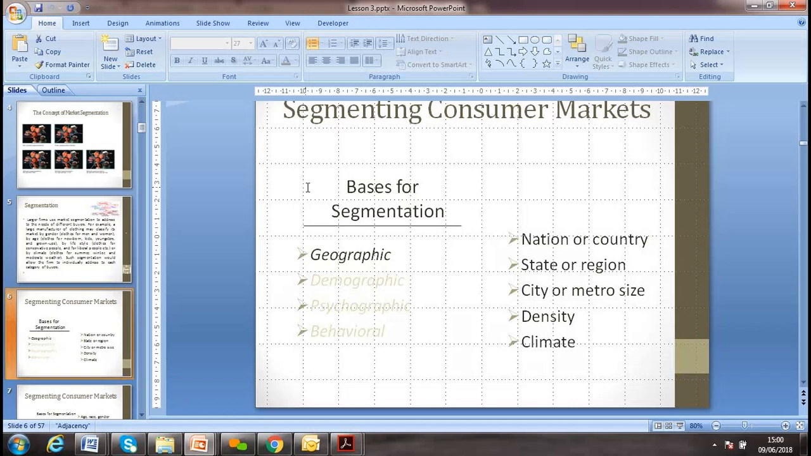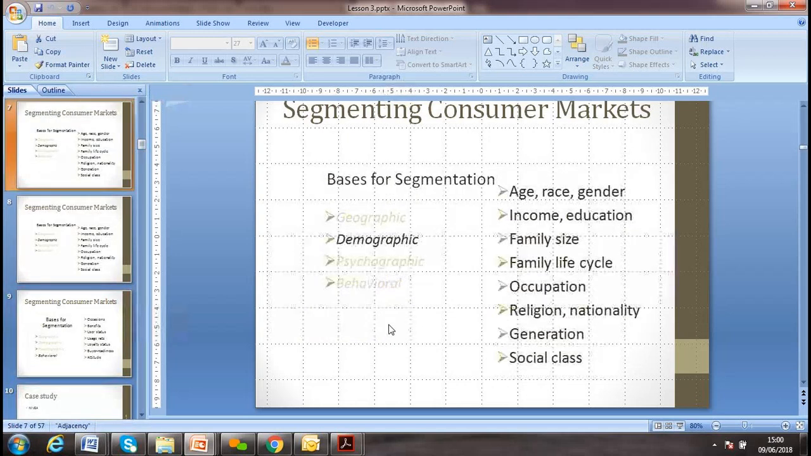The basis of segmentation: geographic, according to the nation, the country, different products at the states and the region, city and metro size, density, climate, according to the weather. Then demographic, we can segment according to age, race, gender, income, education, family size, family life cycle, occupation. Does it make sense?